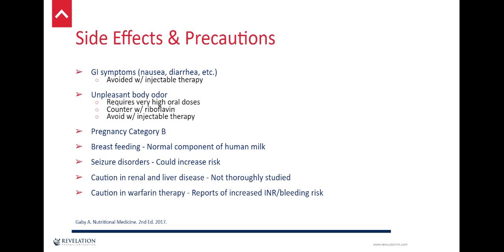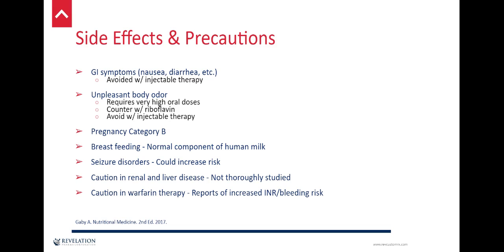It's pregnancy category B, which means animal studies show no harm, but studies have not been done directly in humans. So generally, we recommend only using it if the benefits clearly outweigh any potential risks, even though it is a natural substance created in the body. And with breastfeeding, it's a normal component of human milk, so it should be no issue there.